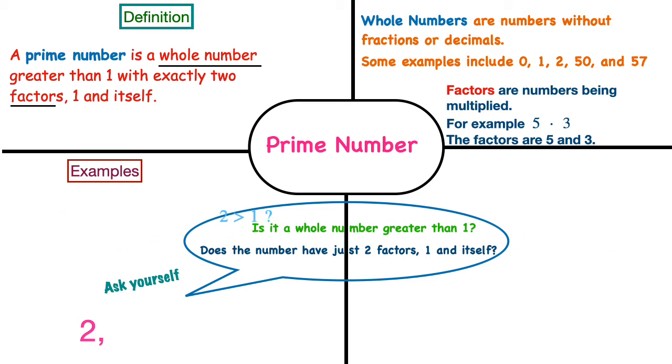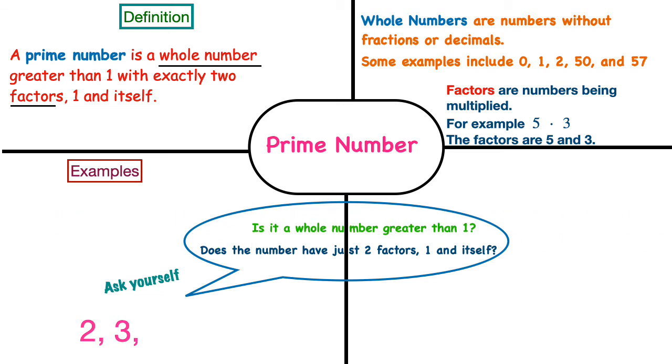Let's take a look at another one. Let's look at the number 3. Is 3 a whole number greater than 1? Yes, it is. Now let's think of the factors of 3. Well, I know I can do 1 times 3, but I can't think of any other way to get 3, so it looks like 3 has just two factors, 1 and itself. I answered yes to both of those questions, so I know that the number 3 is a prime number.